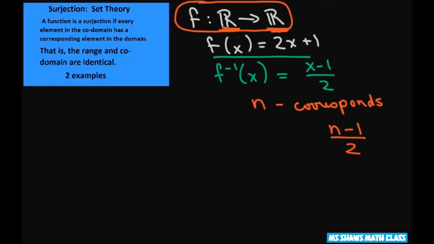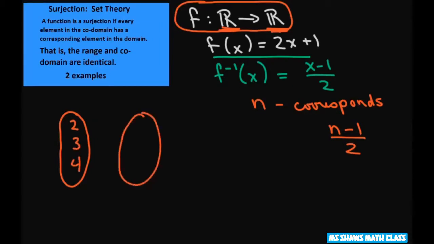So for example, let's just do a domain of 2, 3, and 4. And you plug that in here. So that's going to be 5, 7, and 9. So this is your domain and this is your codomain.